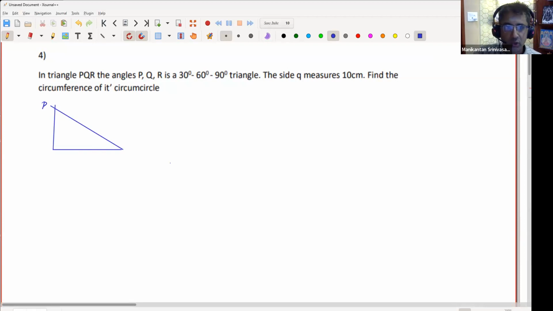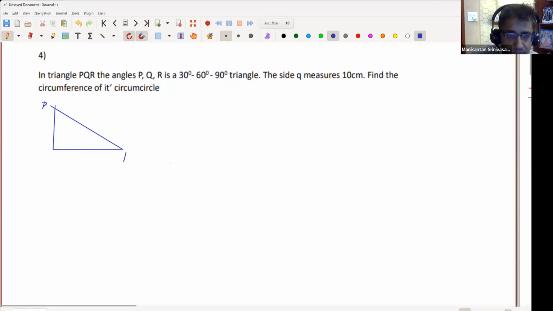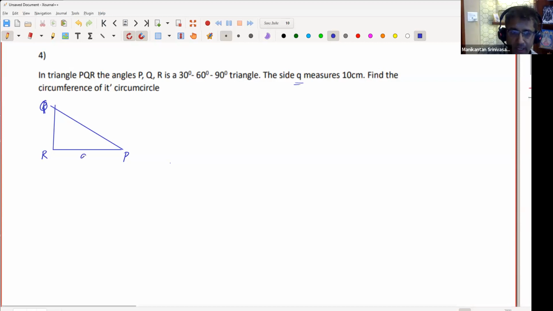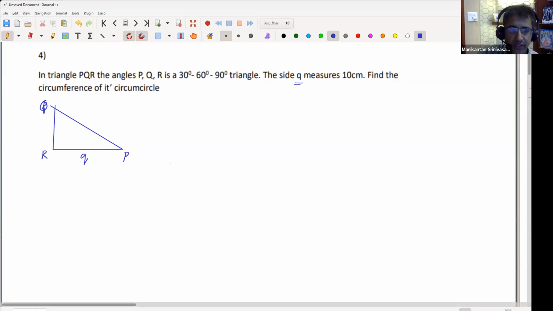1:√3:2. Now, P is the one which is 30, Q is the one which is 60, and R is at 90. So the diagram is like this. And the side small q means what? The one opposite to capital Q, by convention and definition. So this is given to be 10. Now find the circumference of its circumcircle.